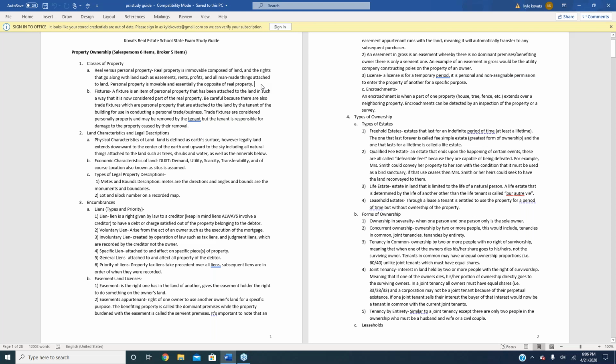And then they could ask you how these things are transferred. When you buy a home, what does the seller give to you? They give you a deed, right? When you buy personal property, you get what's called a bill of sale. We'll go through these individually as well. So the bill of sale transfers personal property, and the deed transfers real property.